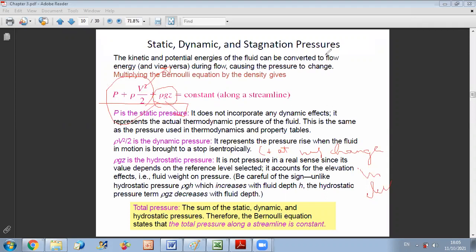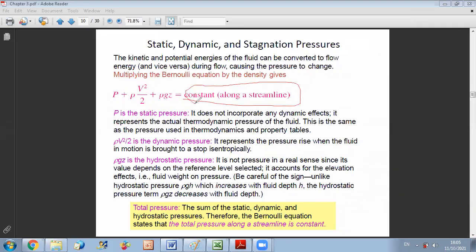So we can say then that this term is the total pressure, and the total pressure, P total, is equal to the summation of static pressure plus dynamic pressure plus hydrostatic pressure. And sometimes we term these two together, okay? This is called the stagnation pressure. The summation of static and dynamic is called stagnation pressure.